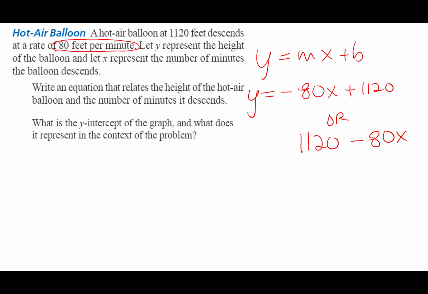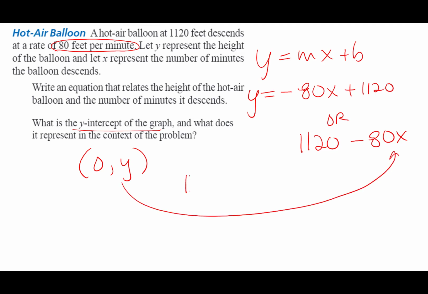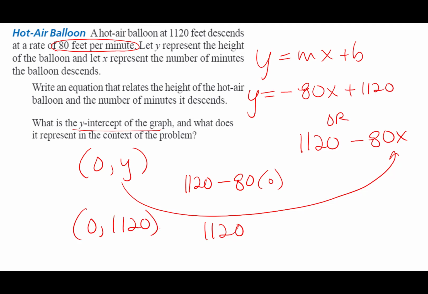down by 80 feet. The next question is, what is the y-intercept of the graph, and what does that represent? The y-intercept again is 0, y. If we substitute 0 in here for x, we would have 1120 minus 80 times 0 to get an answer of 1120. So the y-intercept is 0, 1120. And what does the 1120 represent? Go back up to the top: a hot air balloon at 1120 feet. That is the initial height of the balloon in the air.